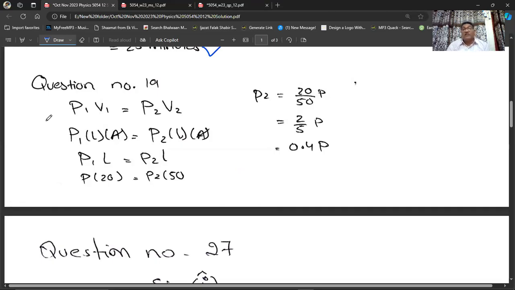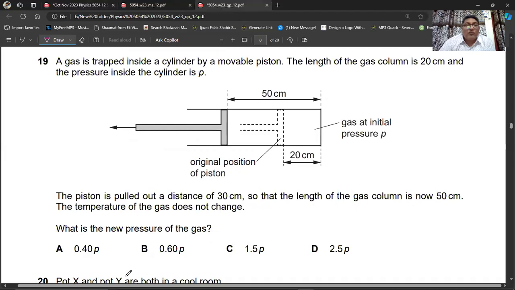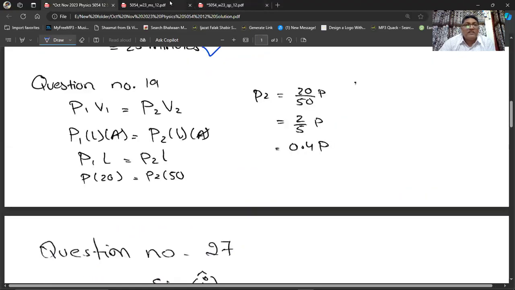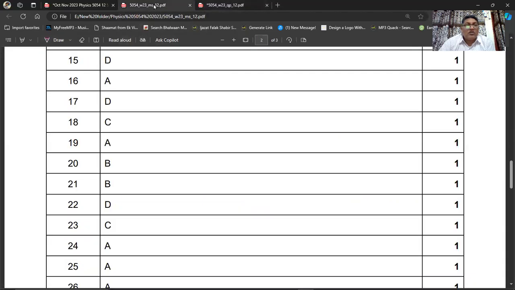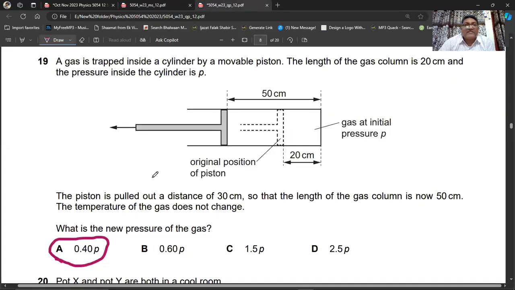The first length is 20 centimeter. P2 is the question and the second length is 50 centimeter. So P2 will be equal to 20 divided by 50 times P. So it will be 2 by 5, which is 0.4 P. So this is the choice A. This is the solution. We think A is the right answer, sir. Question number 19, A is the right answer.